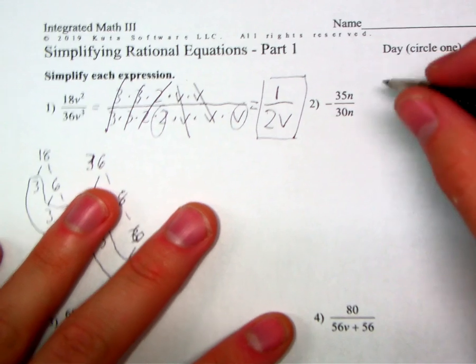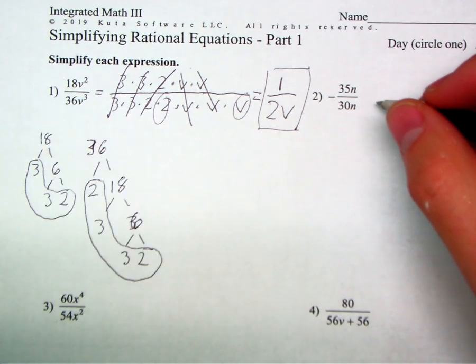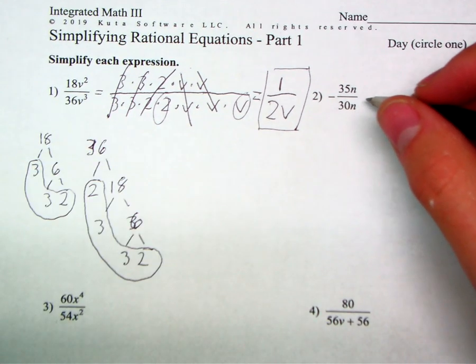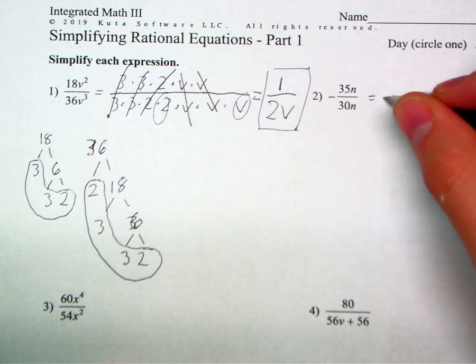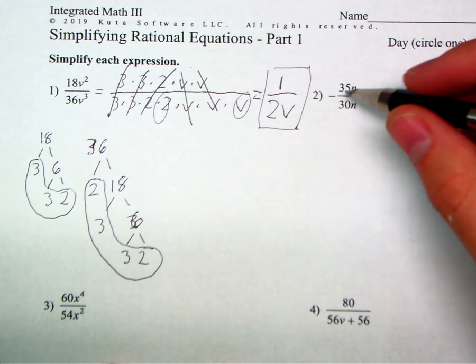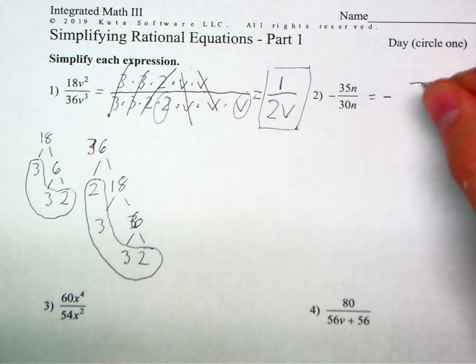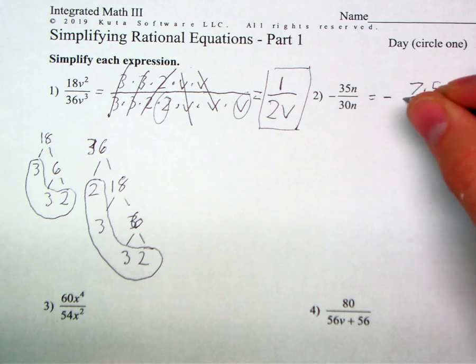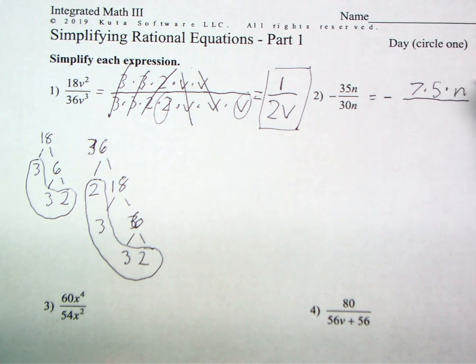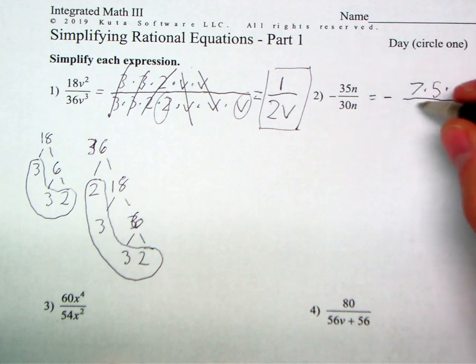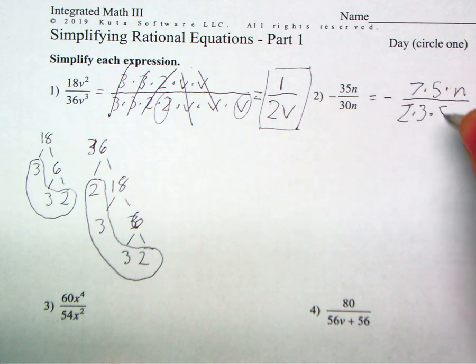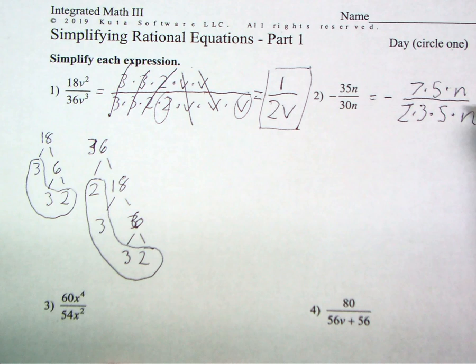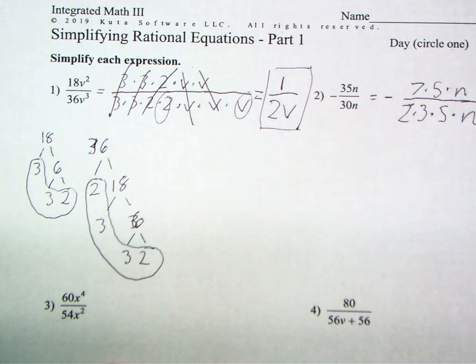I'm going to do a similar process over here. I'm going to factor the top and the bottom. We have monomials again. And this time, I'm just going to do it in my head, because I know 35 is 7 times 5. Okay, 7 times 5 is 35 times n. There's one n on top. 30 is 6 times 5, which can be written as 2 times 3 times 5. Multiply that all together if you don't believe me. Times n.